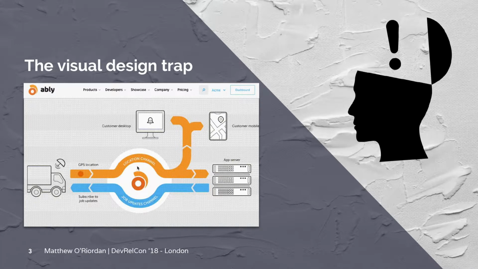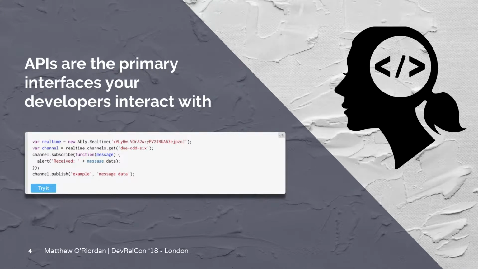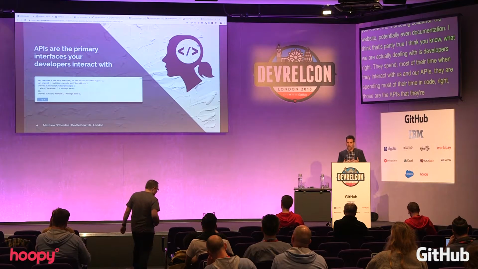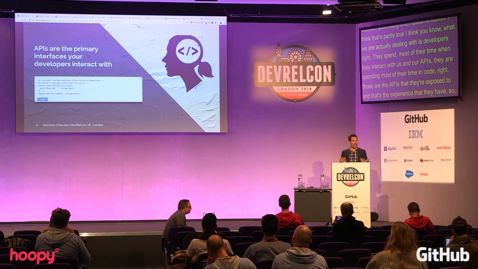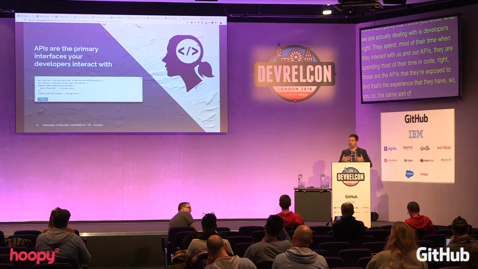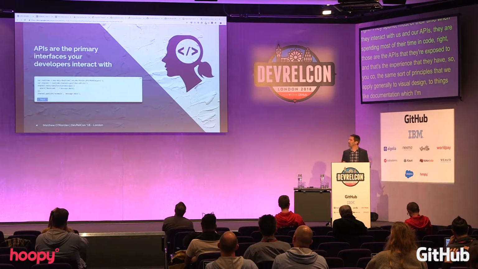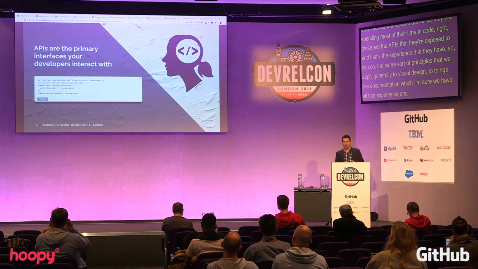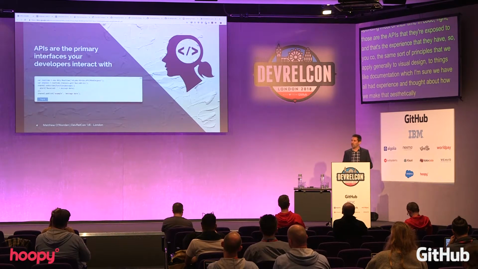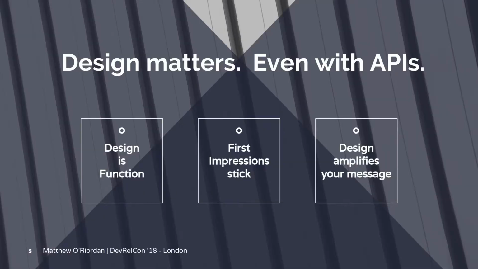But what we're actually dealing with is developers, right? When they interact with us and our APIs, they spend most of their time in code, and those are the APIs they're exposed to, and that's the experience they have. The same design principles that we apply to visual design, to things like documentation, where I'm sure we've all thought about how to make it aesthetically better and how we lay that content out, you have to go through those same ideas when you're designing APIs. And this is what this talk is about.